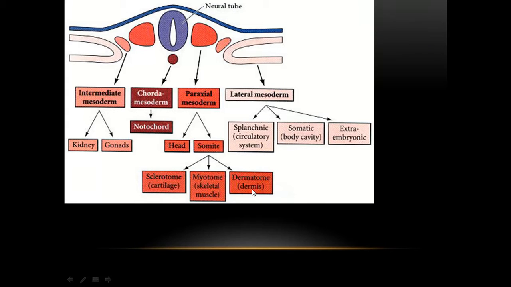And lastly, lateral plate mesoderm divides into splanchnic, somatic, and extraembryonic parts. Splanchnic parts contribute to circulatory system organs, the somatic part gives rise or contributes to the body cavity, and of course we have extraembryonic investments that are derived from the lateral plate mesoderm as well.